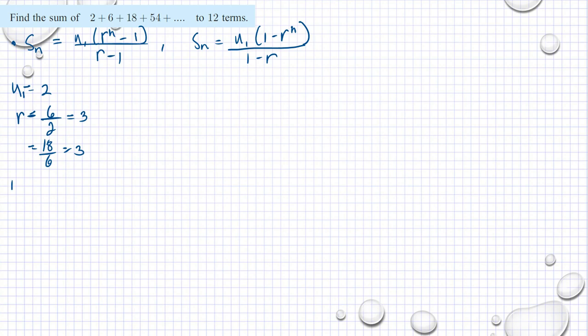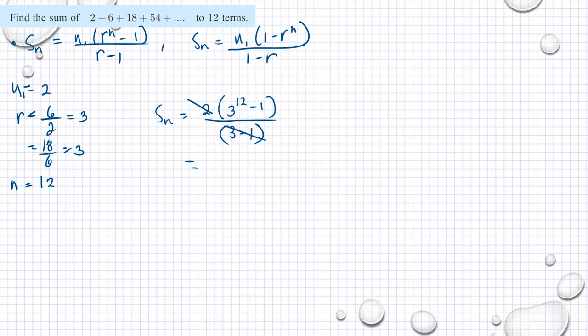And now we have our n. Our n is 12. So we're ready. S sub n is equal to u sub 1, that is 2, multiplied by r, we have 3 raised to 12 minus 1 divided by 3 minus 1. And this is also 2. So that is 1. It will become 1.